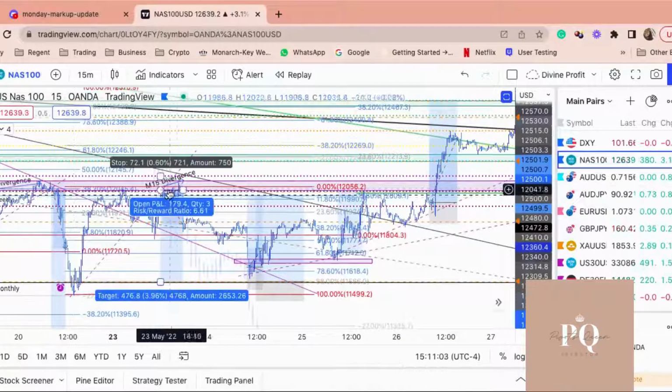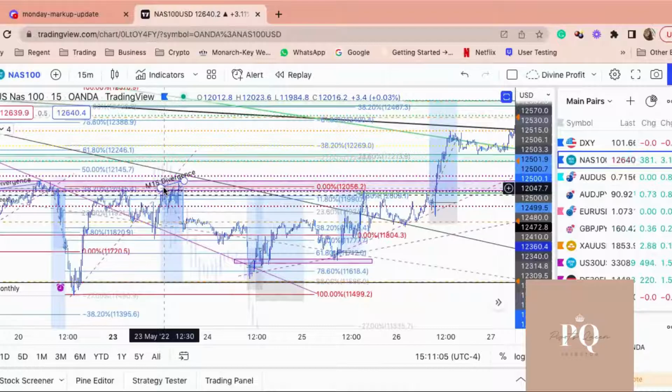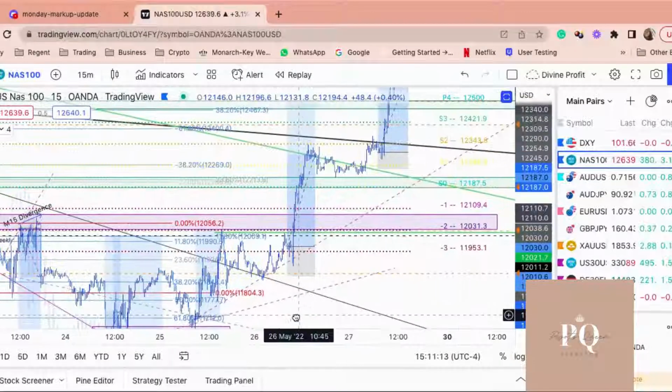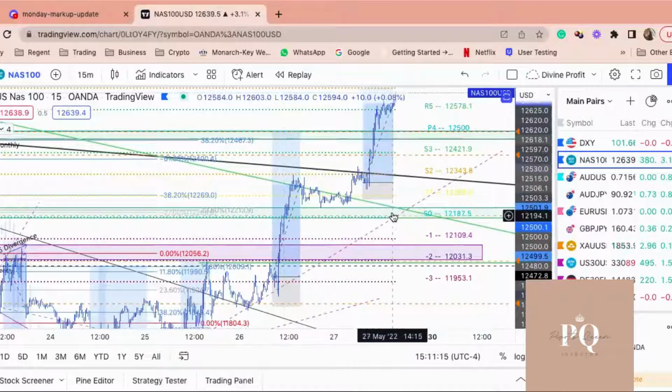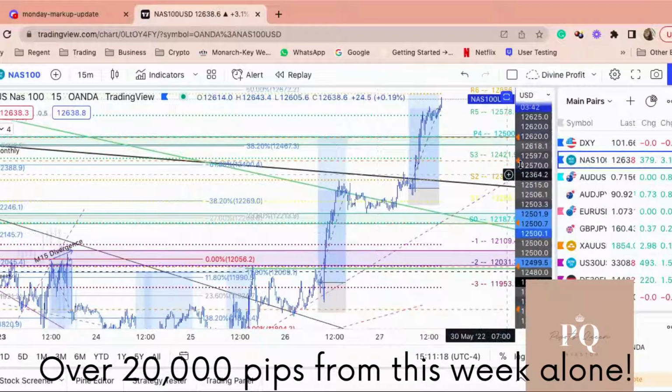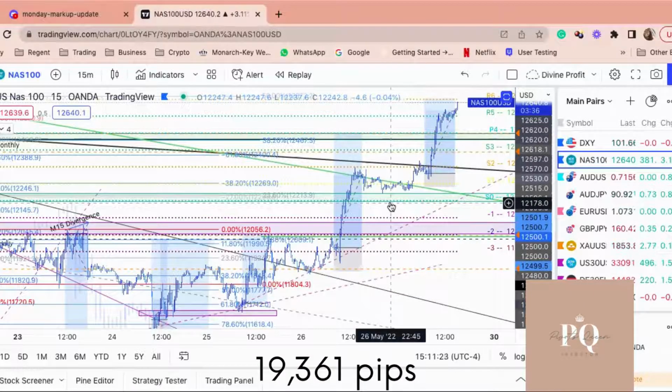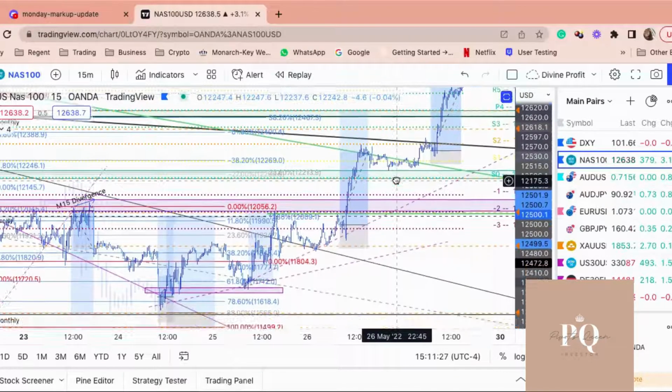So this week, if you just looked for an entry every day around the same time and waited for it to either break and retest the trend line, or wait for it to respect the trend line, and I had pivots as an added confirmation, you could have got like 20,000 pips just from this week, which is ridiculous. The exact number was 19,361 pips, but I just rounded up to like 20,000 pips.